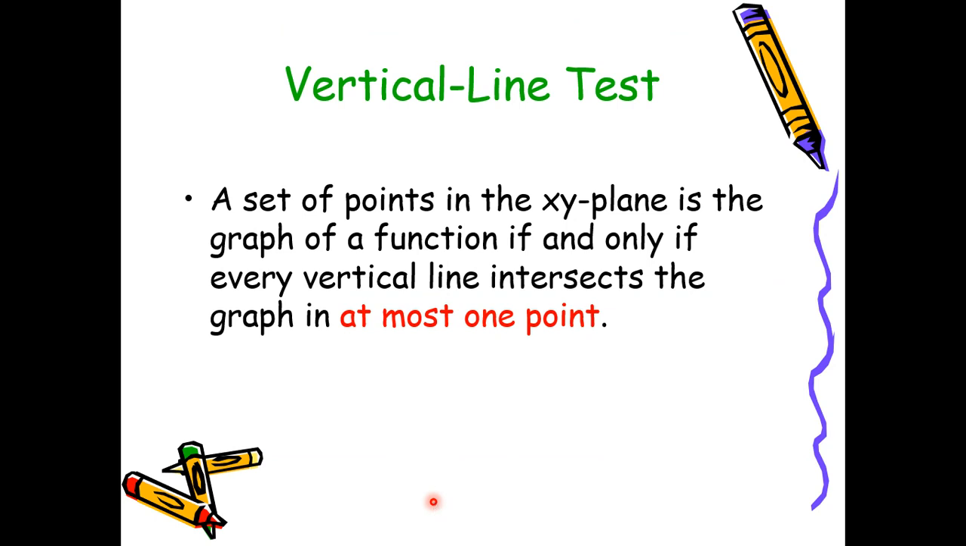Okay, the vertical line test is another method we use to determine if a graph is a function or not. Sir, how do we know that? A set of points in x and y, so we have a Cartesian plane, and we will graph there. Okay?